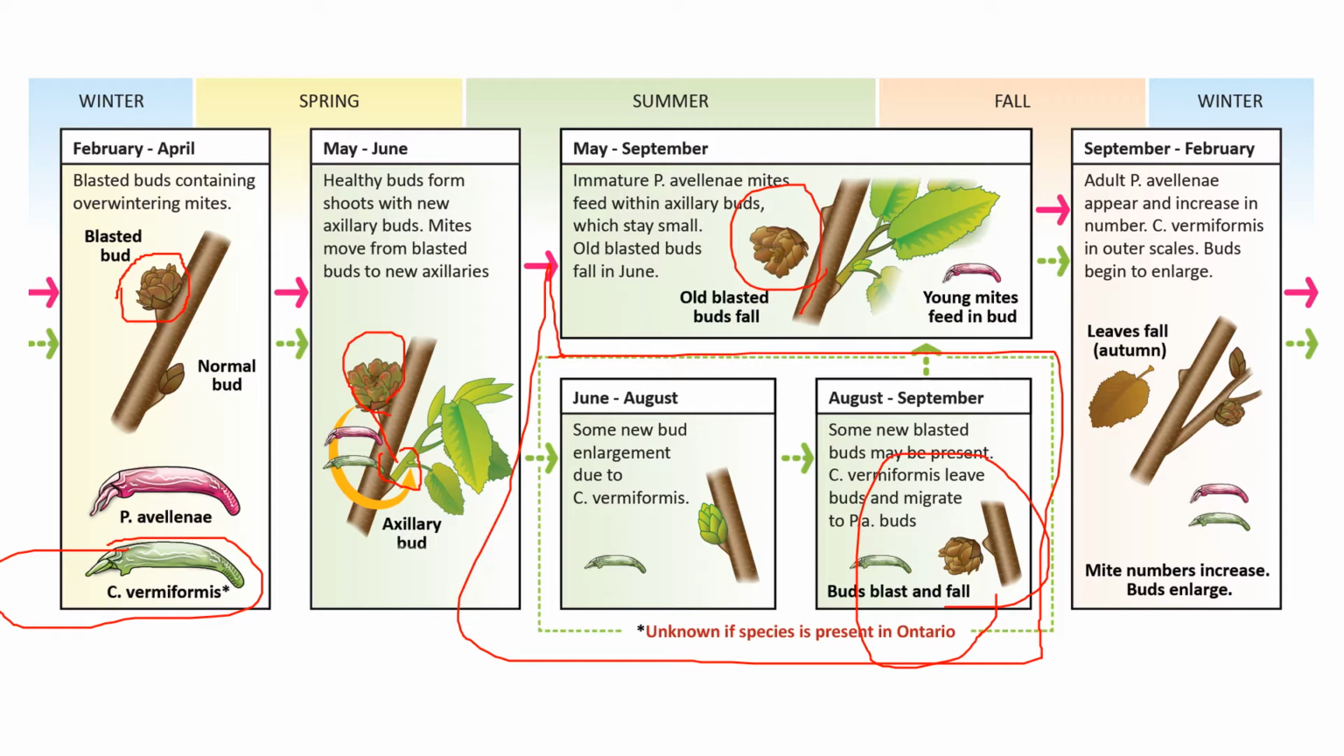Moving into September, the adult form of the big bud mite will begin to appear, and then the numbers of those mites will begin to increase. At this time, the buds will start to enlarge and get a little bit bigger, becoming fully blasted by February, and then the cycle begins again.